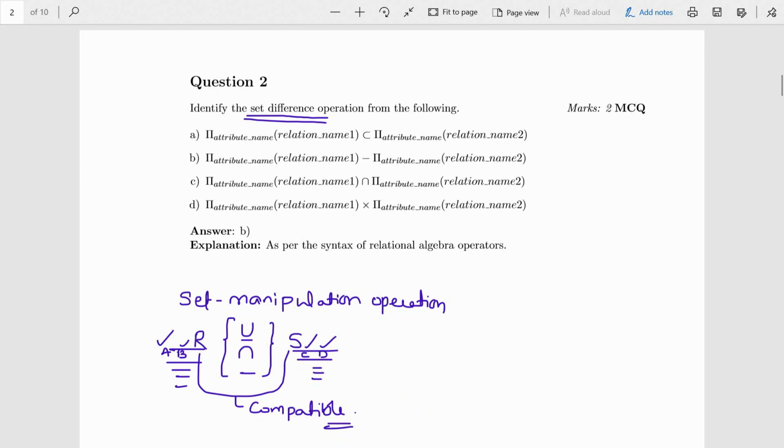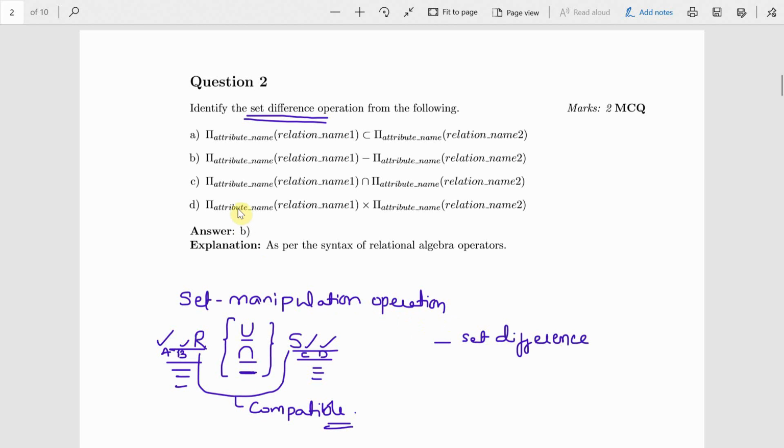And here union combines the result of R and S. Intersection selects the common tuples of R and S, and minus will select the tuples of R but not S. So minus is for set difference. Okay, minus is for set difference.